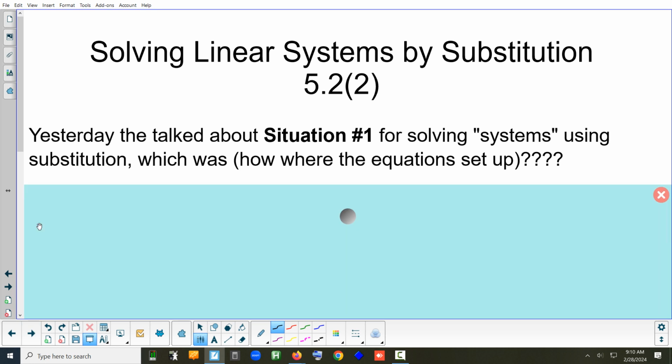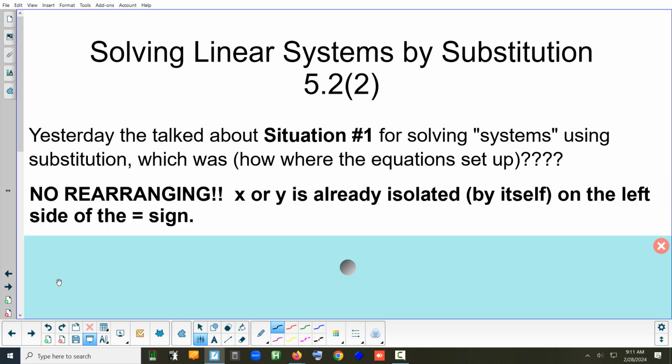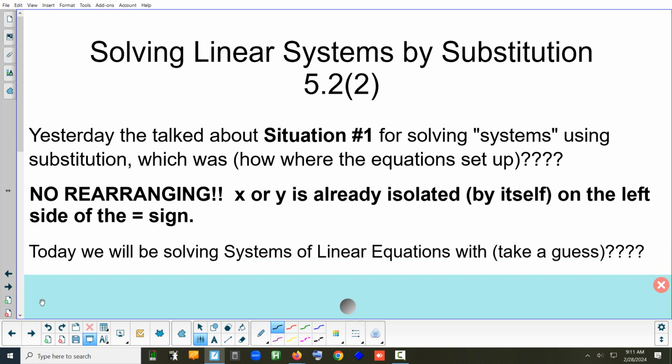All right. So situation 1, we already talked about that yesterday. Situation 1, you always have a letter by itself. You don't have to do any rearranging. So you don't have to write that because we already wrote it yesterday. Situation 1 already has an x or a y by itself. All right, so now we're going to look at situation 2. This means the x or the y is not going to be by itself.